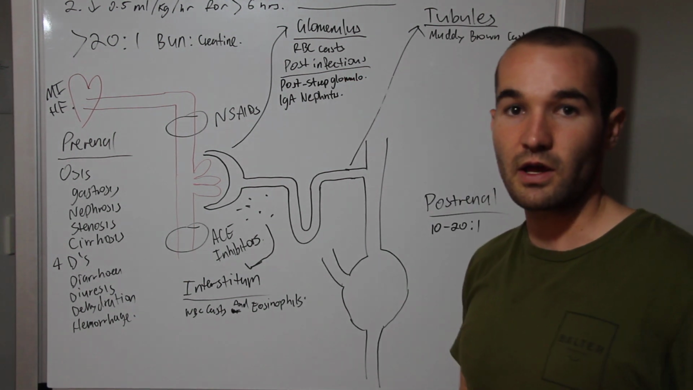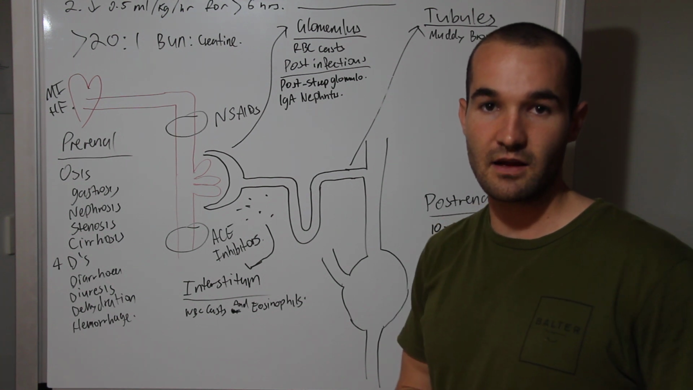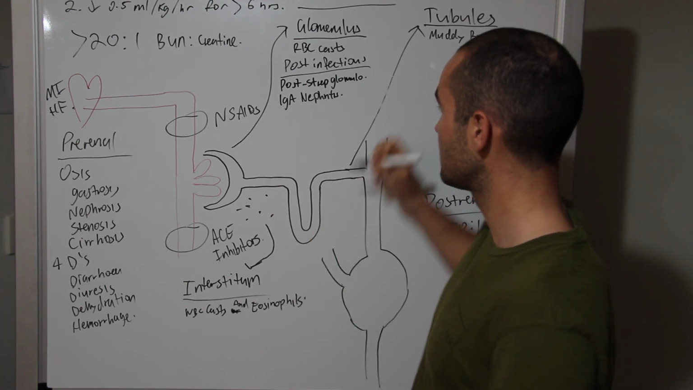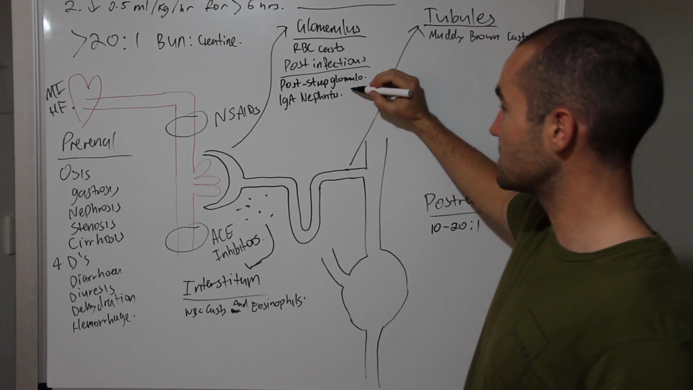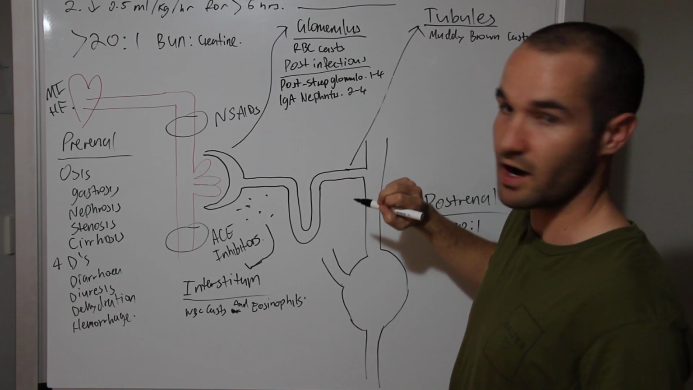Now, this is going to occur in your young person who has an upper respiratory tract infection. 2 to 4 days later, they get blood in their urine. So the difference between these two is this is 2 to 4 days after an infection. This is 1 to 4 weeks. That's how you can tell them apart clinically.